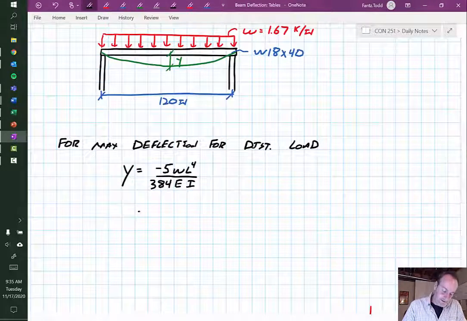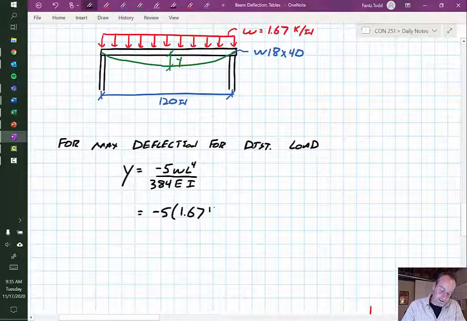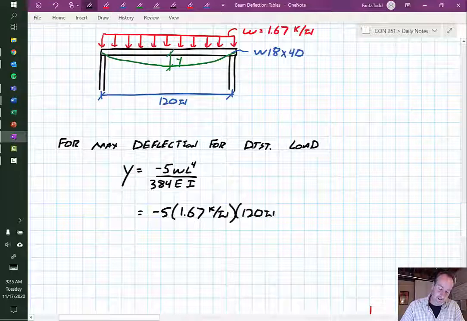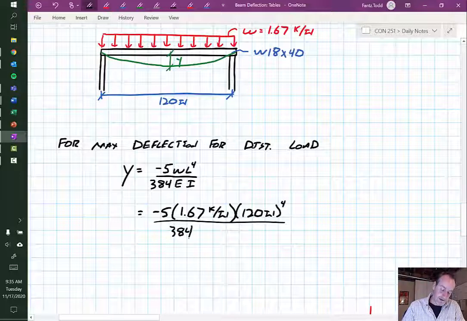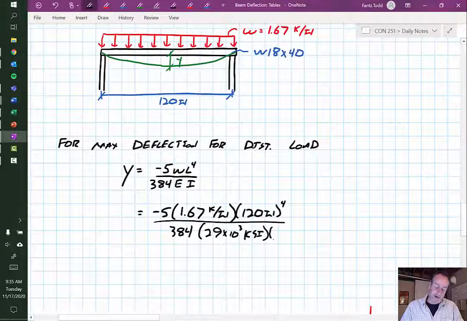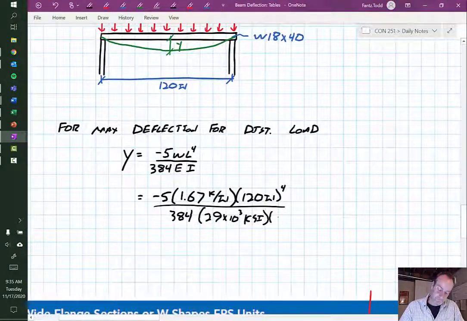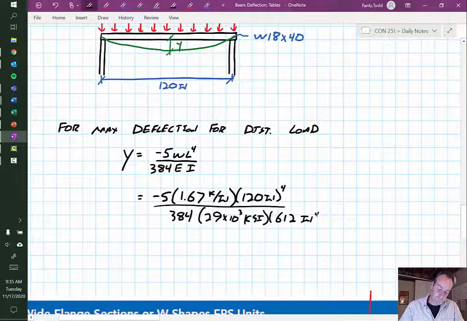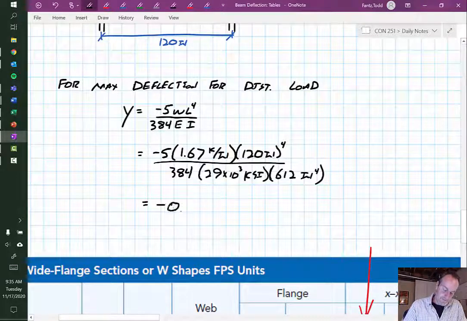So plugging in these values, then I have minus 5. The distributed load is that 1.67 kips in inches. Remember, those are the units, kips per inch. The length is 120 inches. I'm taking that to the 4th power, dividing by this 384, and then E, we said was 29 times 10 to the third kips per square inch. And then we have I, and we just looked that up, and I already forgot what it was. I is 612 inches to the fourth.